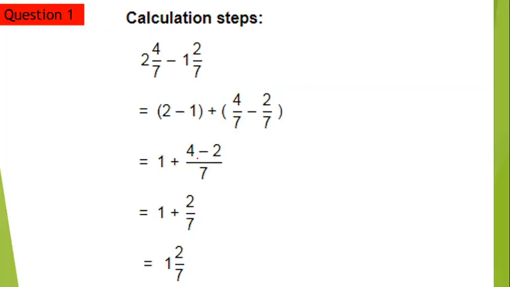Okay, for question number 1, 2 4/7 minus 1 2/7. Okay, we have whole numbers here. You subtract the whole numbers first, and then you do the fractions. So you have 1, and 4 minus 2 over 7. So the final answer is 1 2/7. Okay, it is a little bit easy because the denominator is already the same, right?